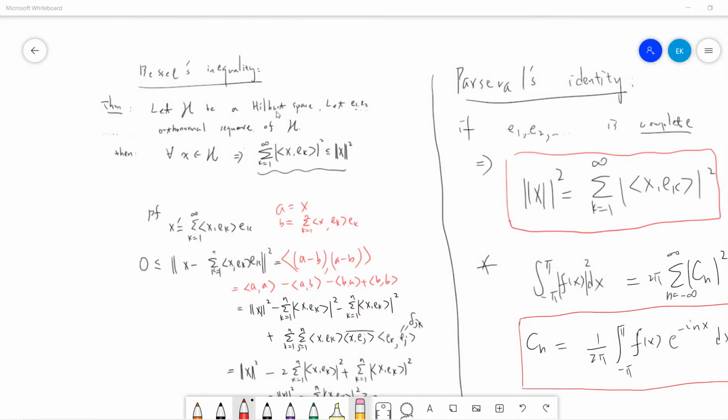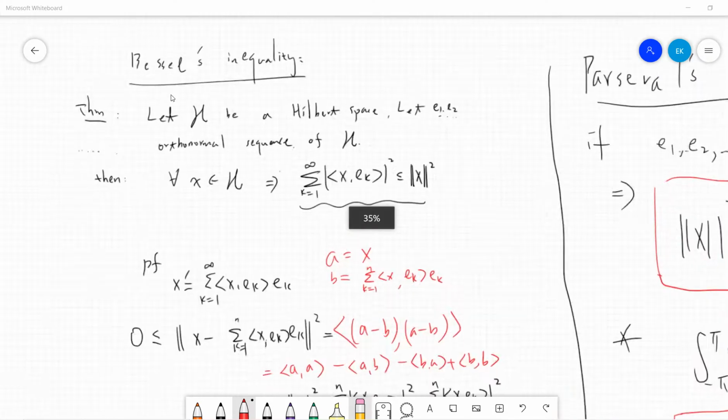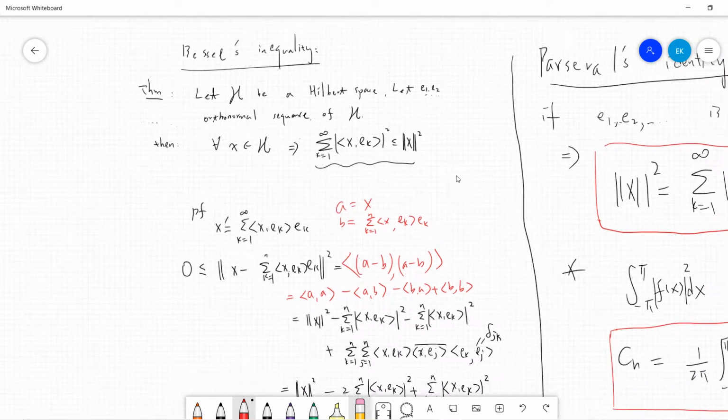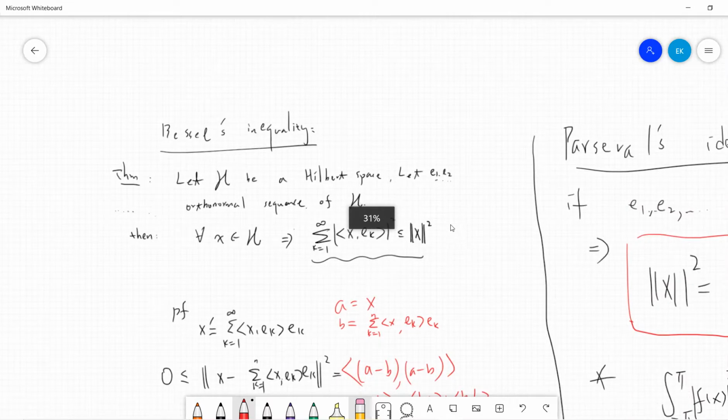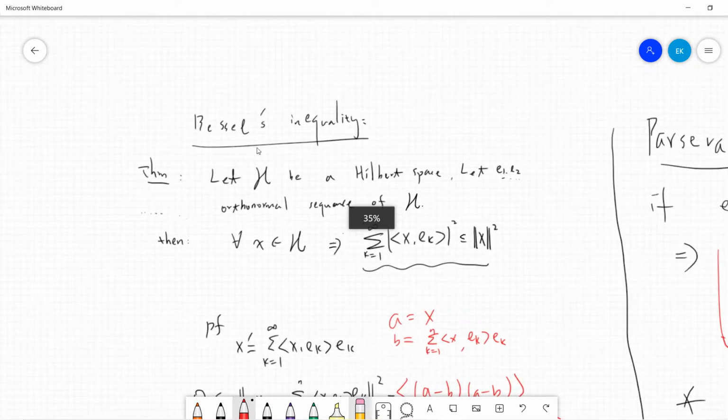Guys, in this video let's talk about Bessel's inequality. Everybody knows about the Cauchy-Schwarz inequality, and many inequalities like Cauchy-Schwarz can imply the triangle inequality. So let's talk about some inequalities in Hilbert space. One important inequality is called Bessel's inequality.